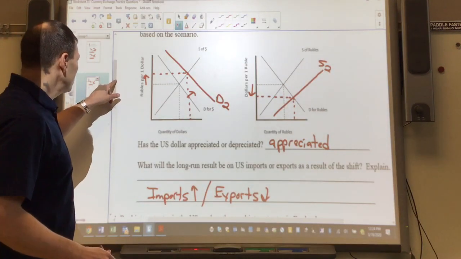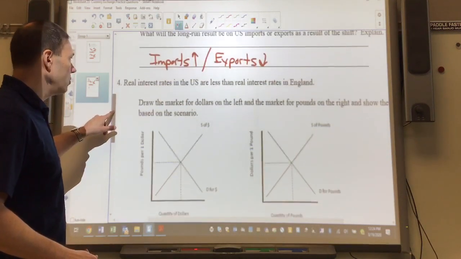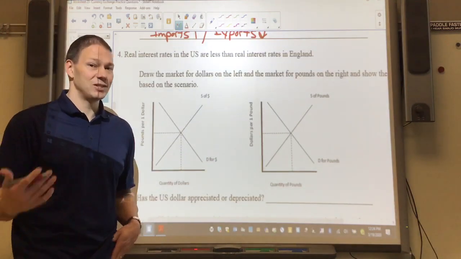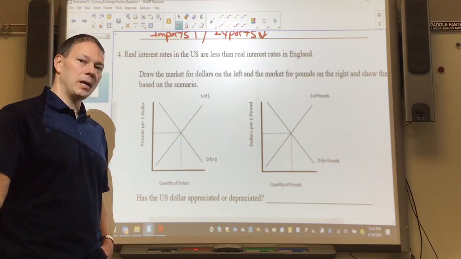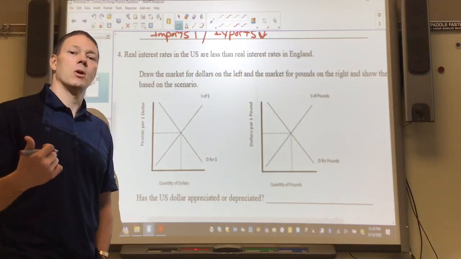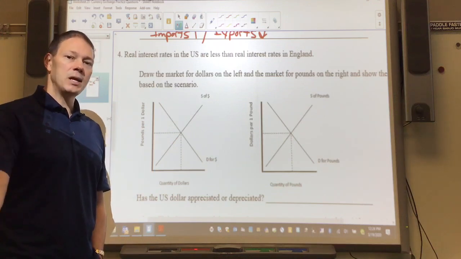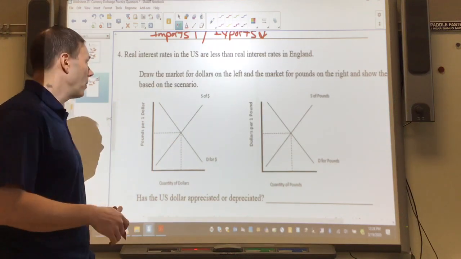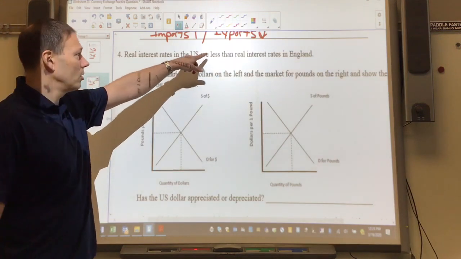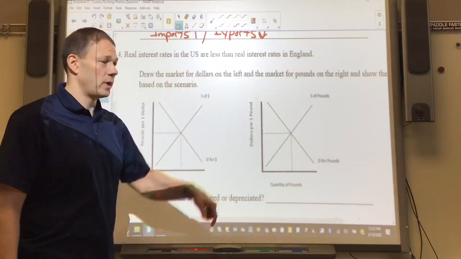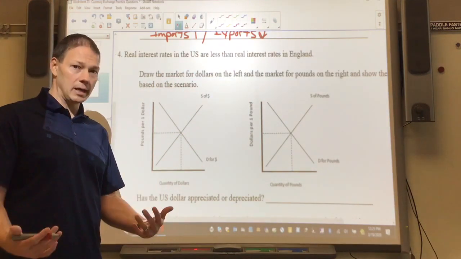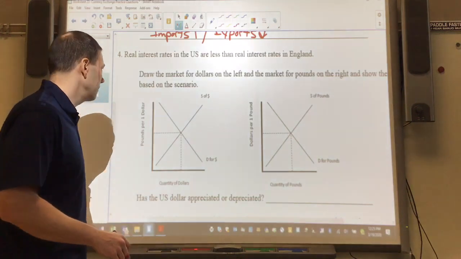All right, and then the last scenario, remember the fourth shifter has to do with interest rates. And again, from this perspective, we always look at it from the perspective of the investor, someone who is lending their money in order to get a return. Well, if that's the case, you always want to go where interest rates are higher. That means you give up your money and you're going to get a greater return on that money. So wherever interest rates are higher. Well, here it says real interest rates in the U.S. are less than real interest rates in England. That makes England an attractive place to put your money because you're getting a greater return on that, okay?